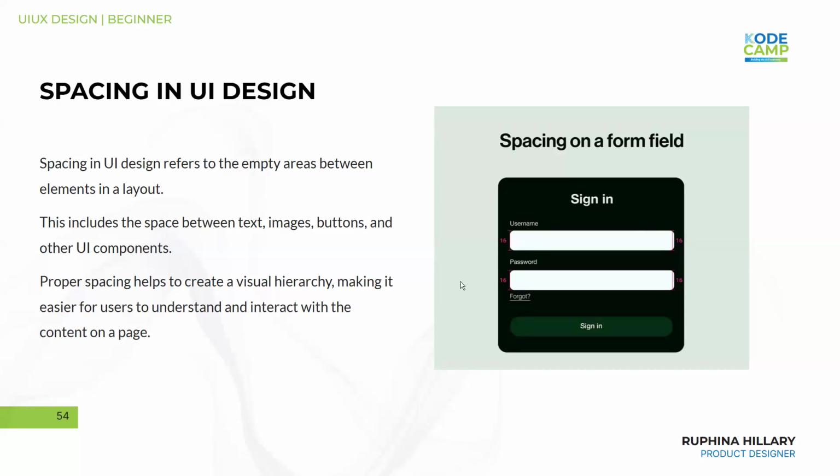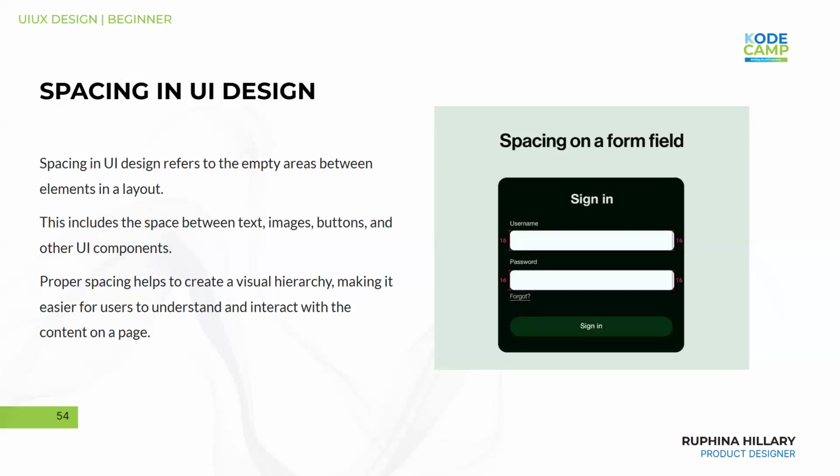Now if you look at the spacing in this form field, you have your sign in, and they have a space. Then you have your username, you have a space. Then you have your input field where you're going to type in your username. Then you have a space. Then you have your password, and there's a space. So this is simply any empty area I can see. That is the space, right?